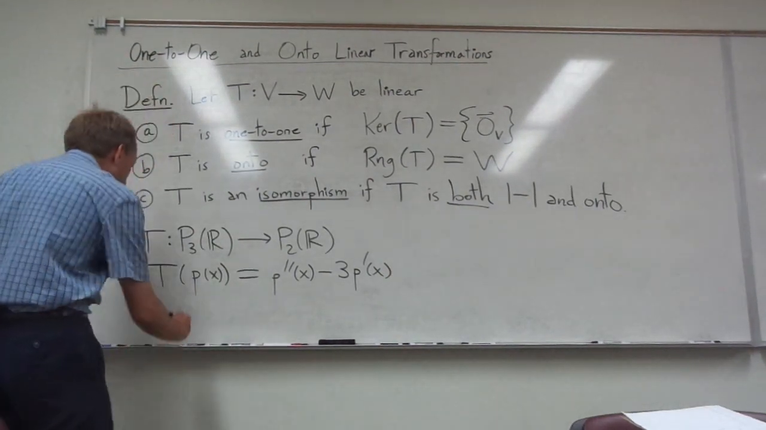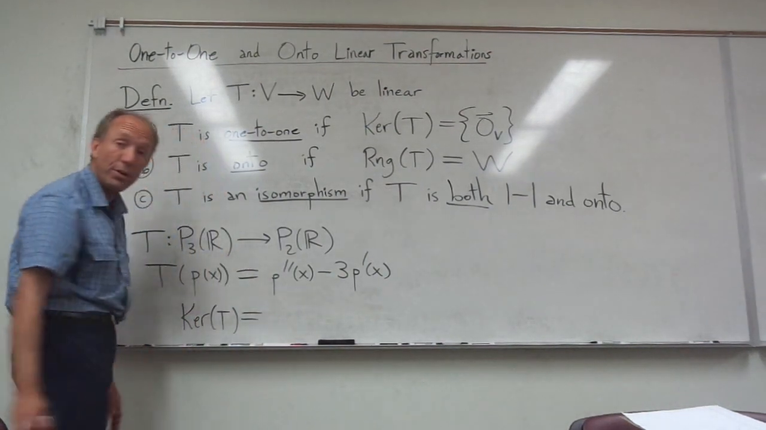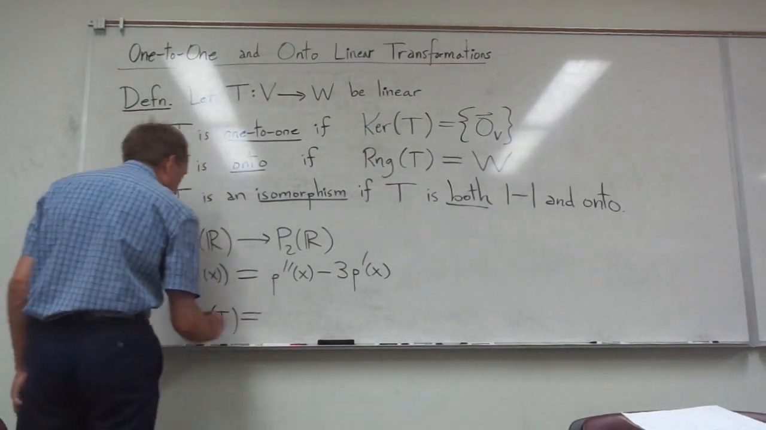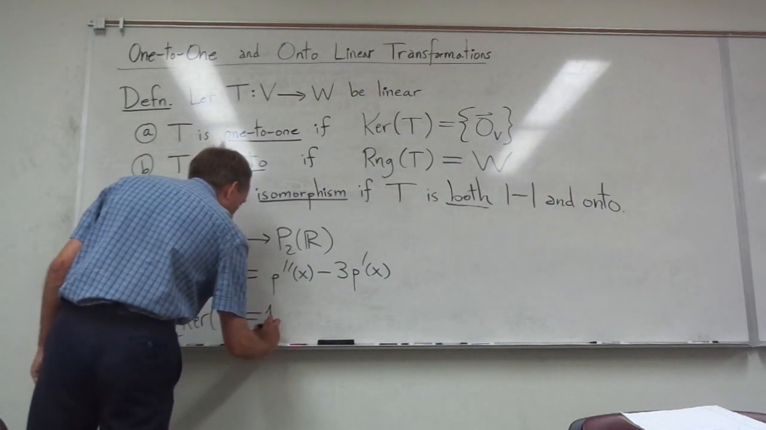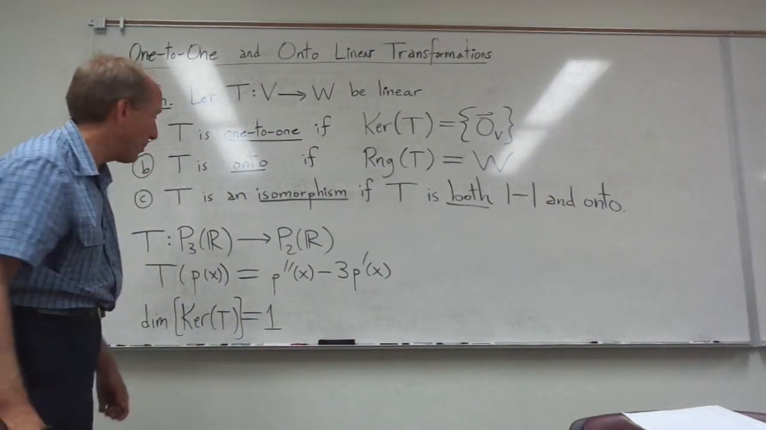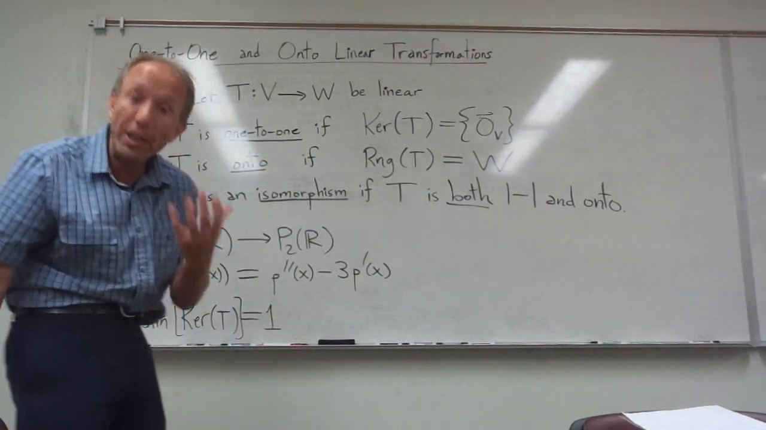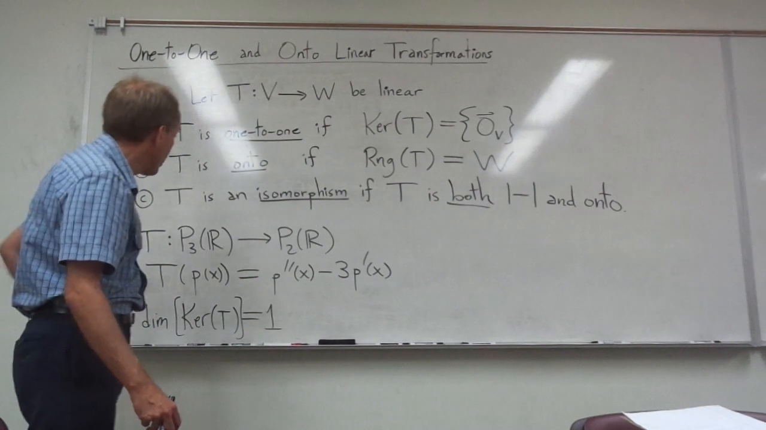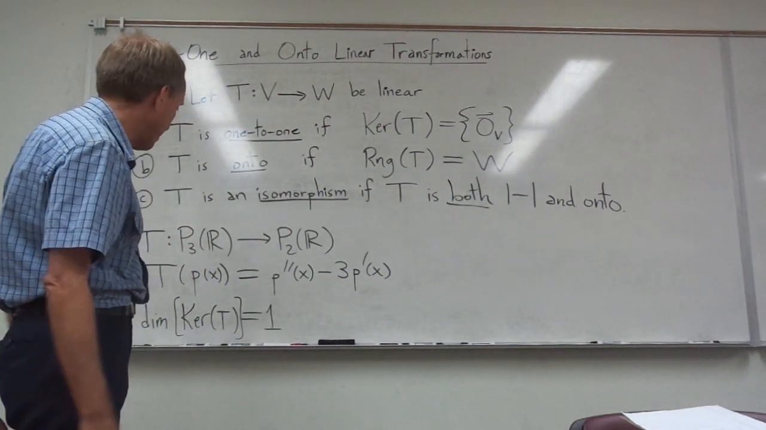You might remember that the kernel of this transformation, we did this one in another video, the kernel is just one-dimensional. So the dimension of the kernel was 1. The only vectors that are killed by this transformation are the constants. Constant polynomials, which forms a one-dimensional subspace of P3 of R.